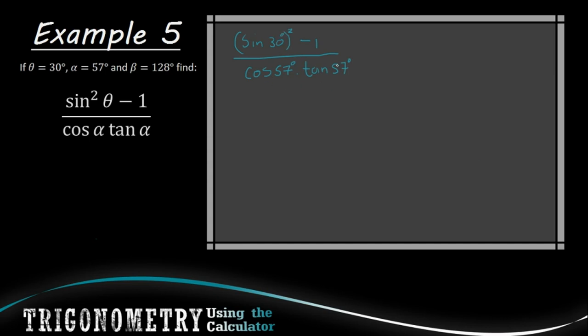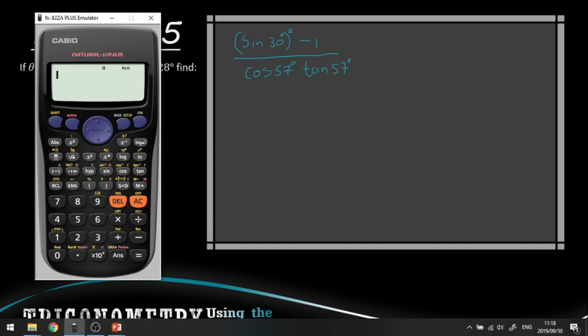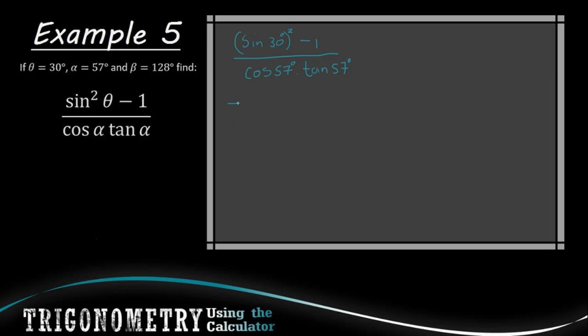Okay, so let's put that into the calculator. We have our fraction, then sine, I'm just going to make a bracket over there, so sine 30, close the first brackets and then the second brackets, and then square that whole thing, minus 1 over cos of 57 times by tan of 57. And that gives us negative 0,89.